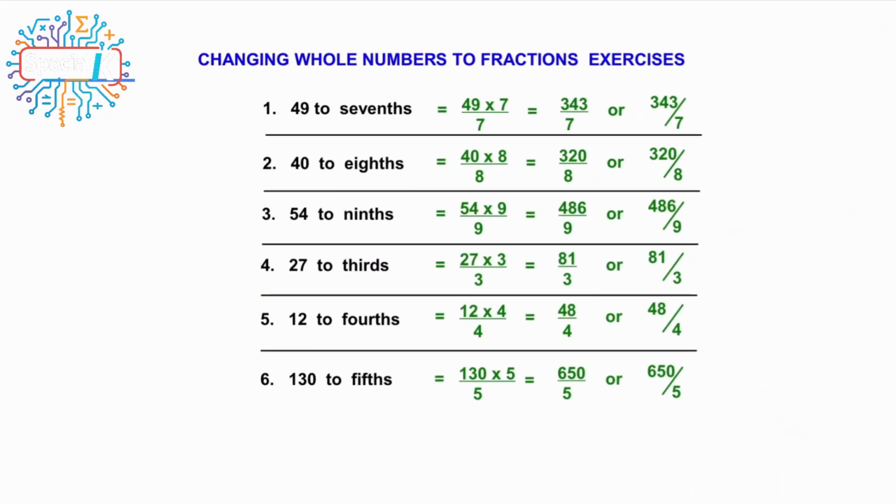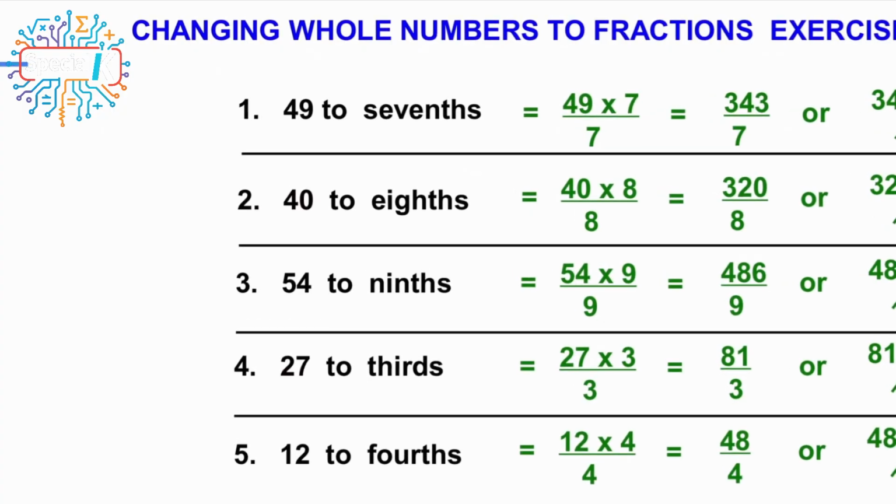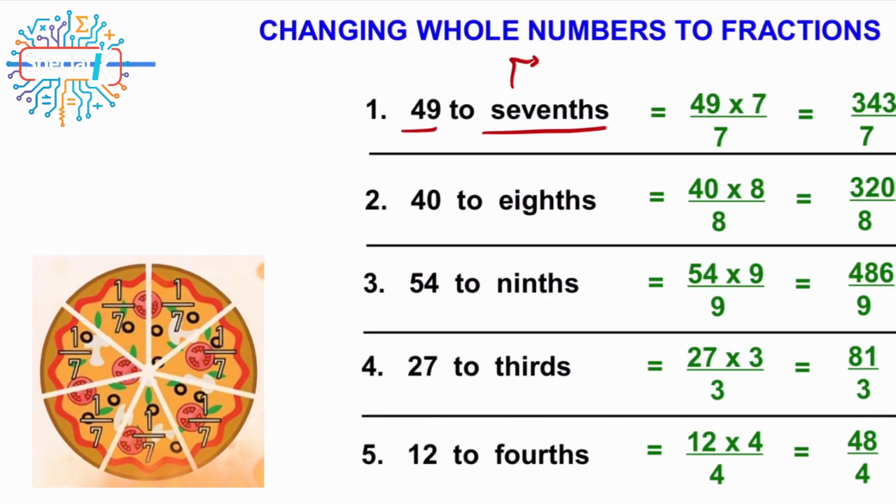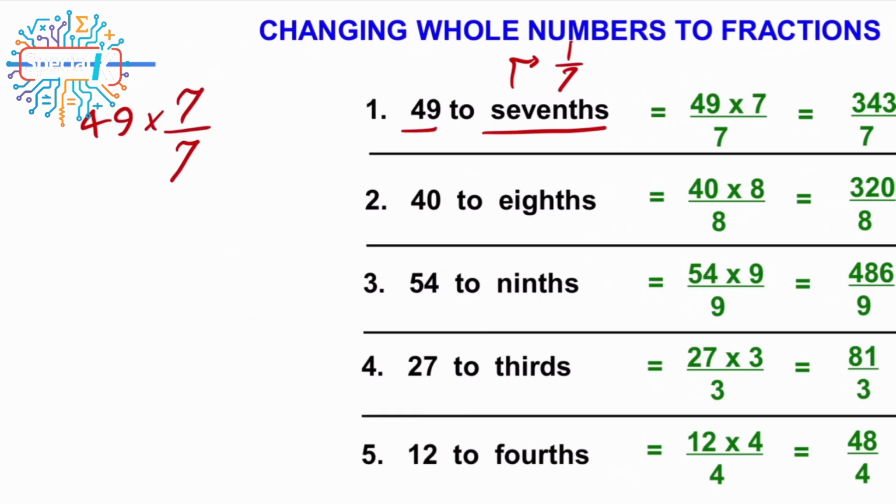So the question is like this. I do have a whole number, 49, and the question asks to write it down in sevenths. Again, imagine that you do have a pizza, and after that, you are going to divide it down into 7 slices. Each slice is going to be considered as 1 over 7, right? So I do have 49 full pizzas. It means that in each pizza, I do have 7 slices. So what would happen to the final one? 49 multiplied by 7 over 7.